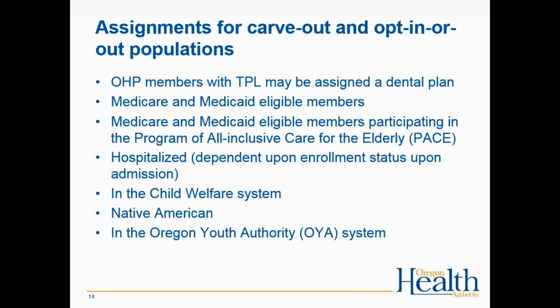And so this just gives some more examples of our carve-out populations and how they can opt in and out of different coverage. We're talking about our TPL clients again, our Medicare Duals, our PACE, hospitalized clients, child welfare, HNA, and children who are in the OYA system.